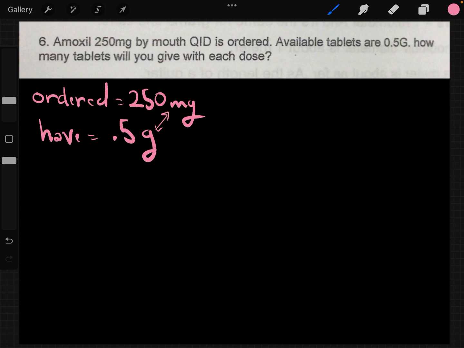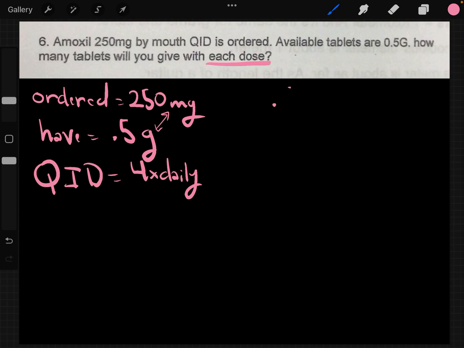The only other thing that doesn't really matter, but it's good to know, QID means 4 times daily. In this problem, it doesn't matter because we're worried about a single dose, but QID means 4 times daily. So the amoxil, the patient would be given 4 doses of it throughout the day. So now time to convert.